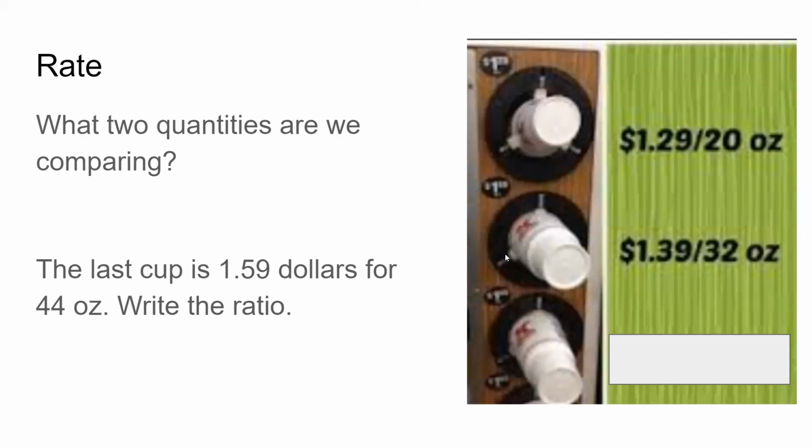So dollars per ounce. The last cup is $1.59 for 44 ounces. So I want you to write that ratio just like how they have it written here. So go ahead and try that problem.